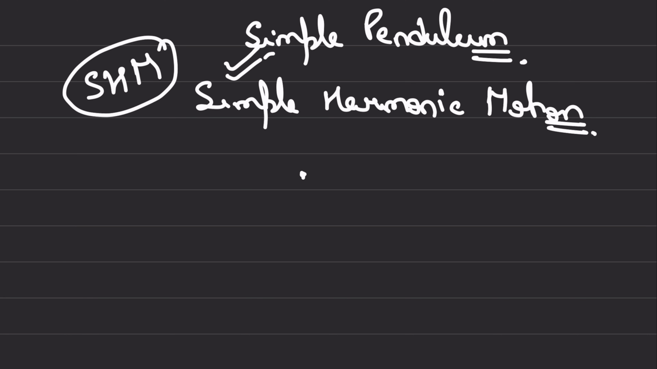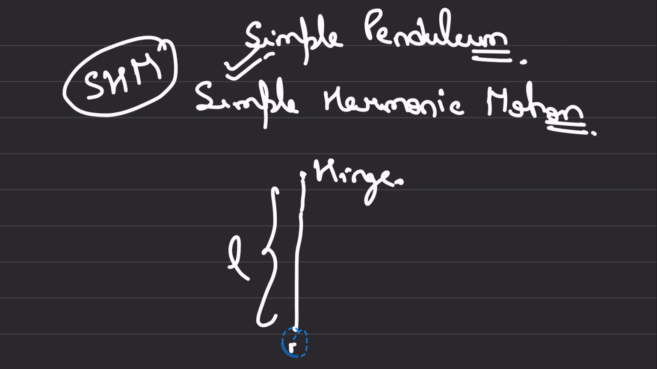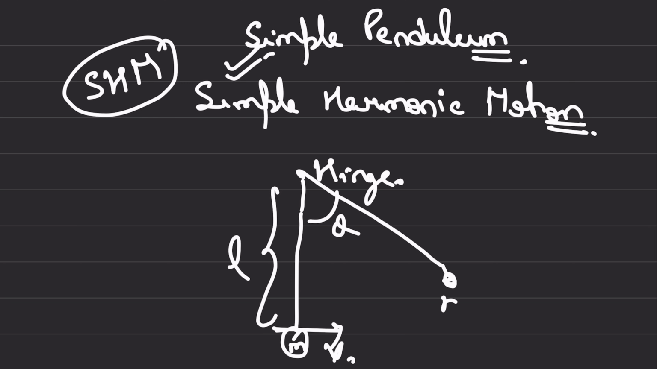For a simple pendulum, suppose that this is the point which is the hinge, where the thread is fixed. This is the thread which is of length L, and the mass M is connected to it. It is moved here with velocity v, and here it has reached an angle of theta, and this is of length L. So this is angle theta.